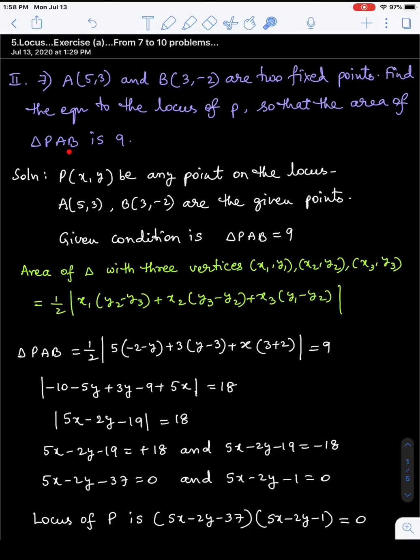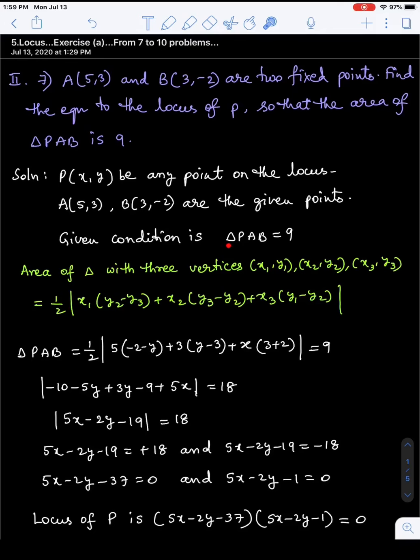Area of triangle PAB means there are three vertices P, A and B. So as usual, the first step should be: let P(x, y) be any point on the locus. Given two points are A (5, 3) and B (3, minus 2). These are the two given points. And what is the condition given in the question? You can see in the last line, the area of triangle PAB is 9 square units. So the given condition is area of triangle PAB is 9.